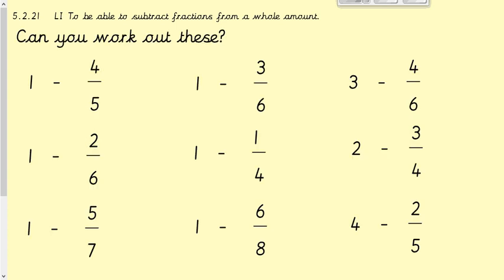So if you haven't got a Mathletics task set, here are your questions. Just do as many as you can in about 15 minutes or so. Don't worry if you don't get all of them done, but have a go at working them out. Use a fraction strip to help, and I will go through the answers with you once you've done them.